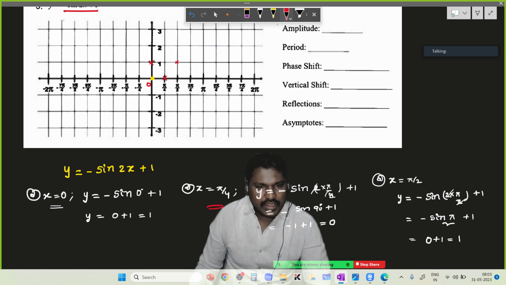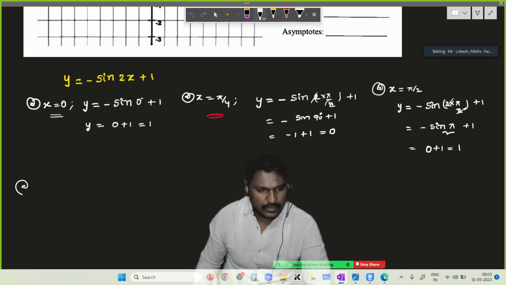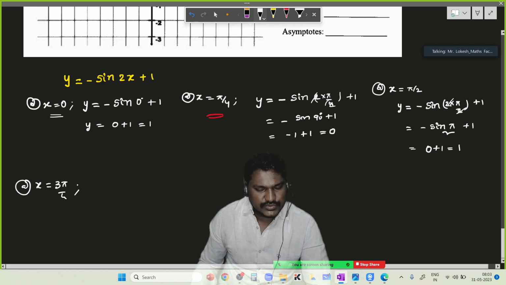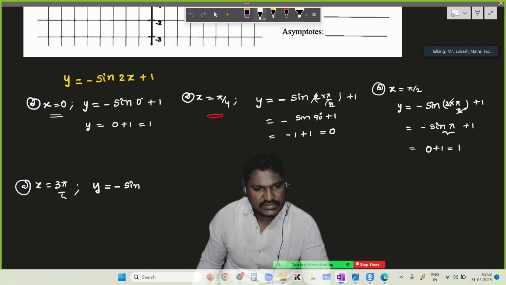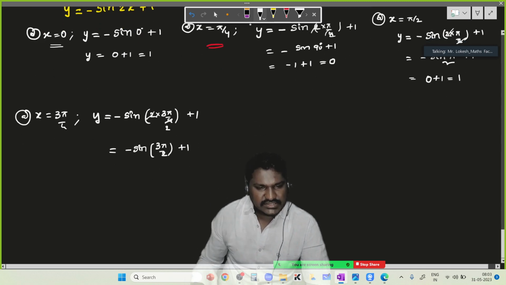Now again, if you take the value of 3 pi by 4, let me substitute here. So at x is equal to 3 pi by 4, let me substitute the value of x in the function. That will become y is equal to minus sine 2 times 3 pi by 4 plus 1. So 2 ones are 2, 2 fours are 4, you can directly cancel. So y is equal to minus sine of 3 pi by 2 plus 1, which is nothing but minus sine 270.